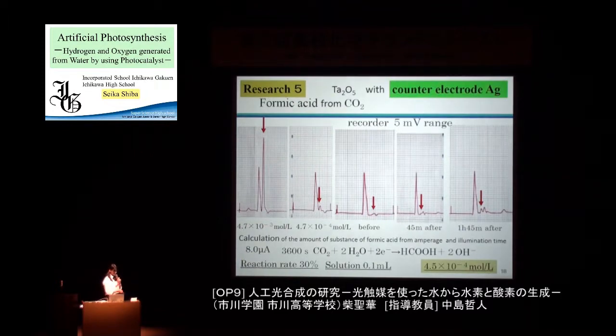Without putting silver on a tantalum oxide plate, I thought that silver was used for the counter electrode. There was another peak 3 minutes later. After that is the peak for formic acid. We calculated amperage and time, and we got a similar result for the amount of substance.